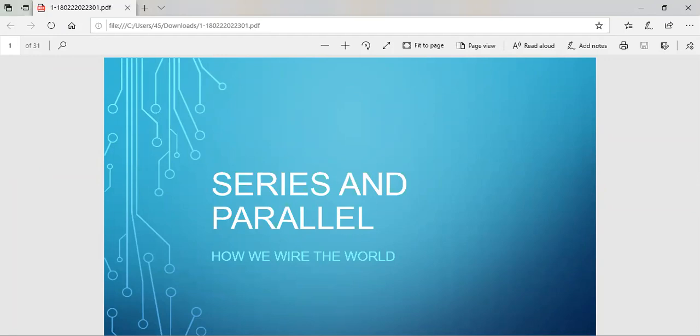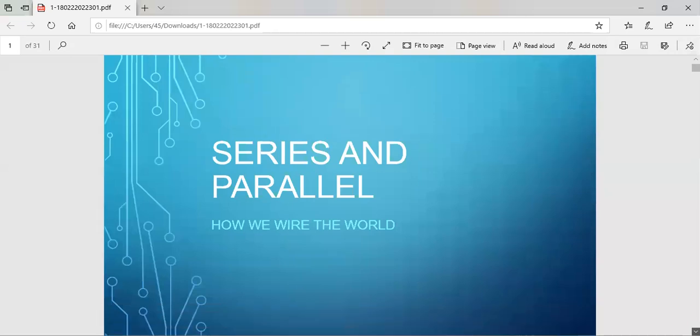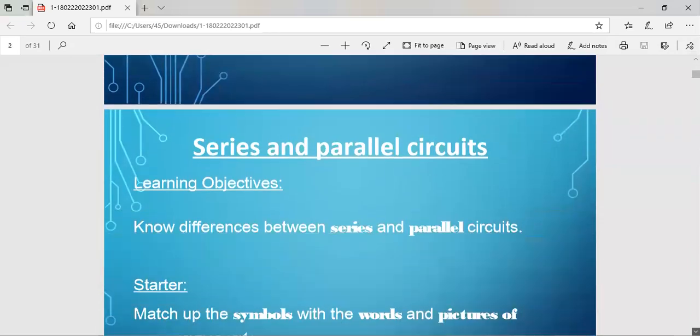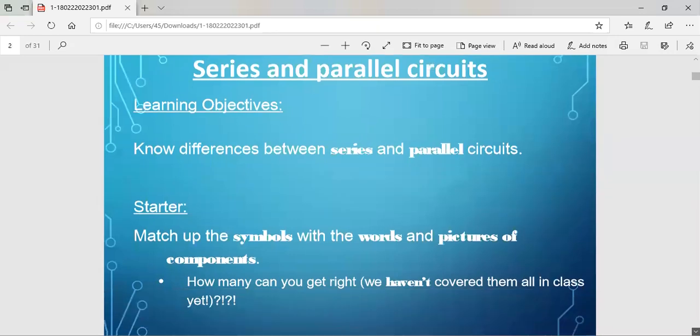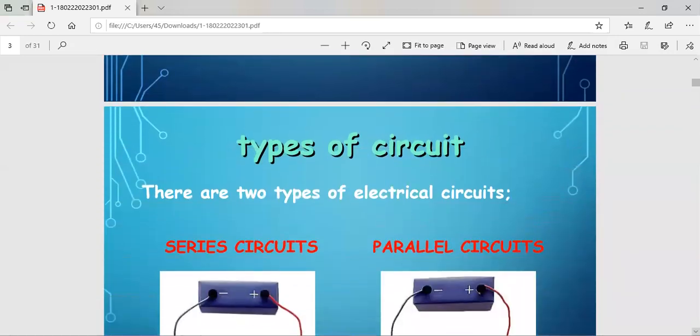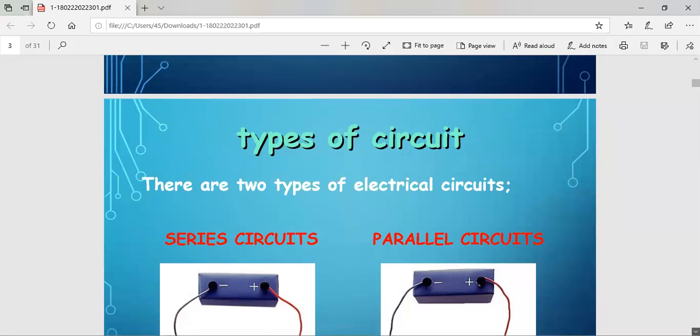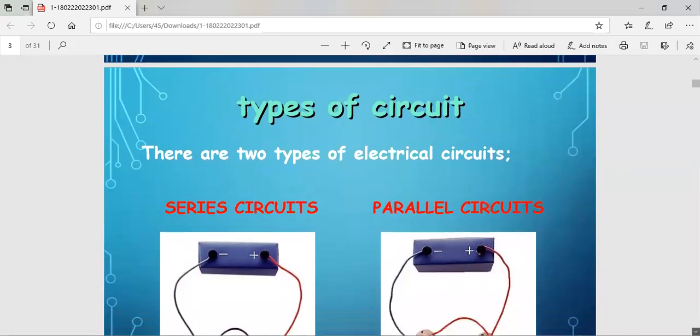Our session today will be about series and parallel connection inside the circuit. So what do we mean by series, and what do we mean by parallel? First of all, the objective of this lesson is to understand the difference between series and parallel. And first, we want to know what we mean by series and what we mean by parallel circuit, okay?